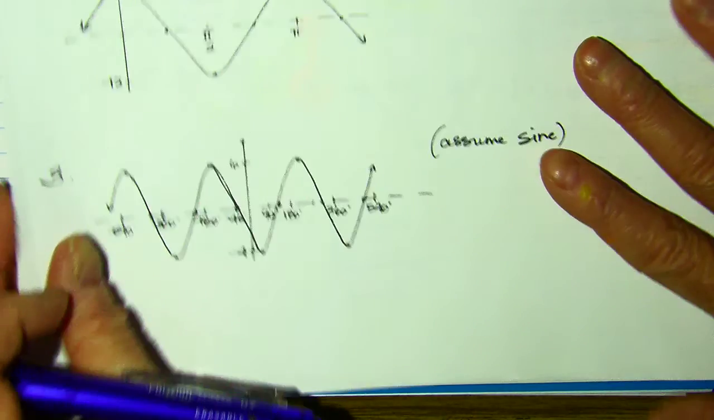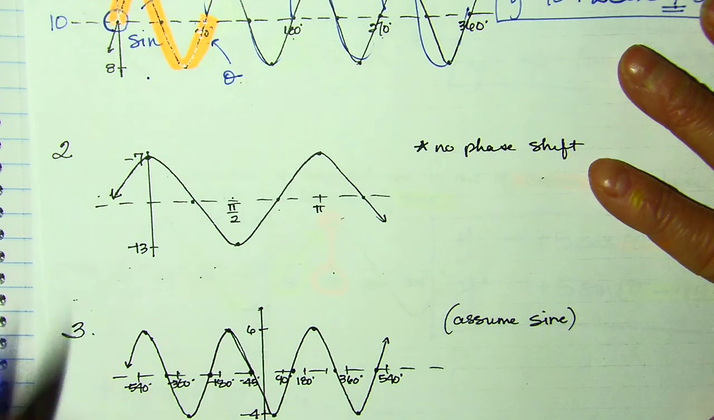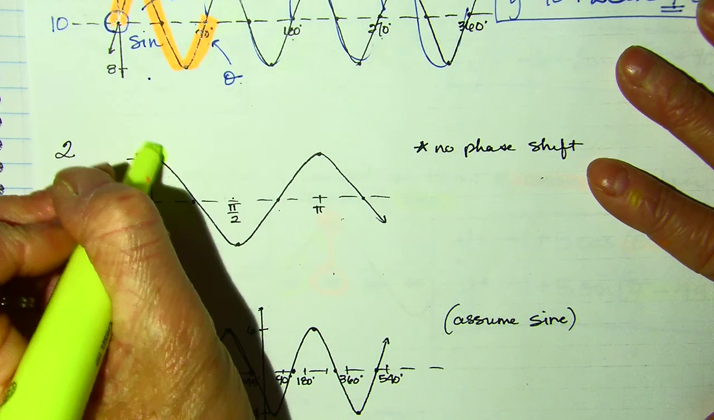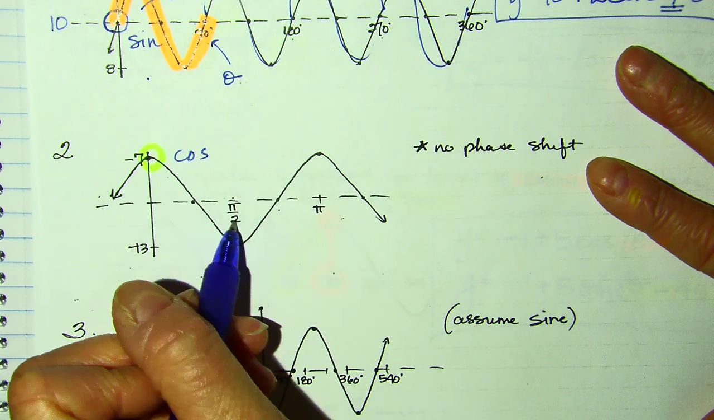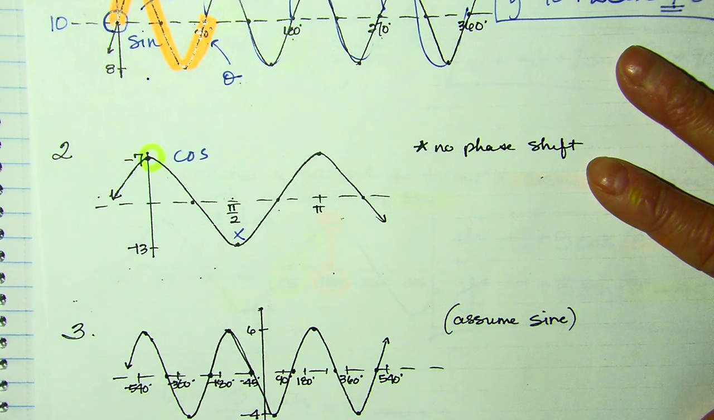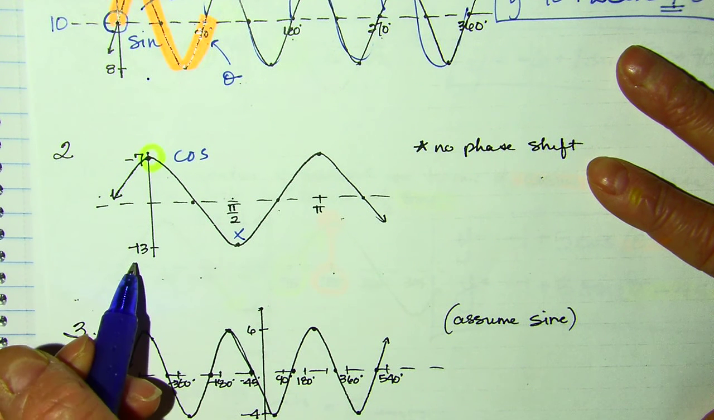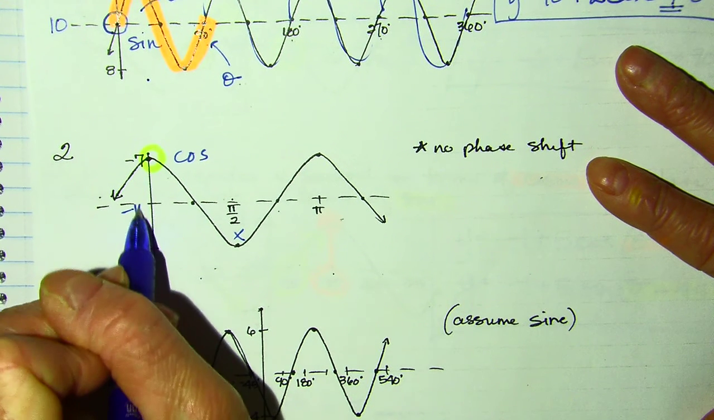So let's try that in number 2. There's no phase shift here. So based on where this is located, I know that this is cosine. I have radians, so I know that I'm going to use X. My center line, -7 and -13, are 6 units apart, so I know that this must be at -10.